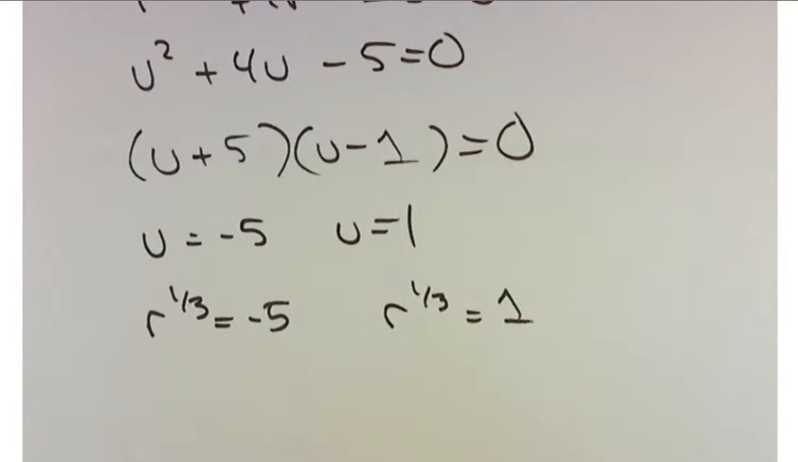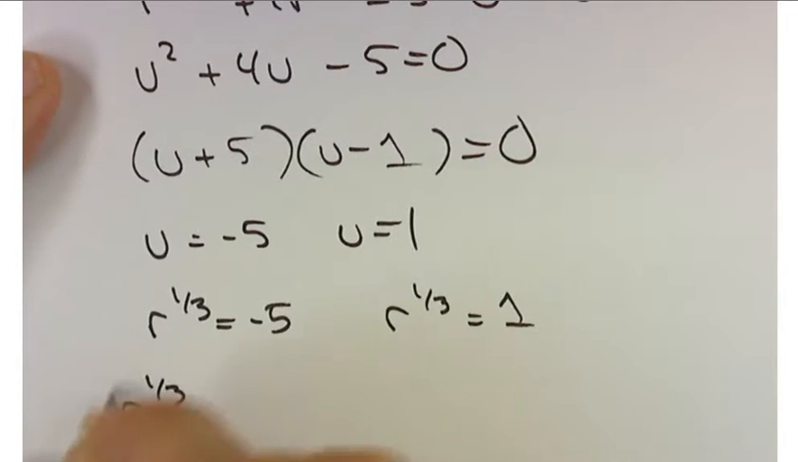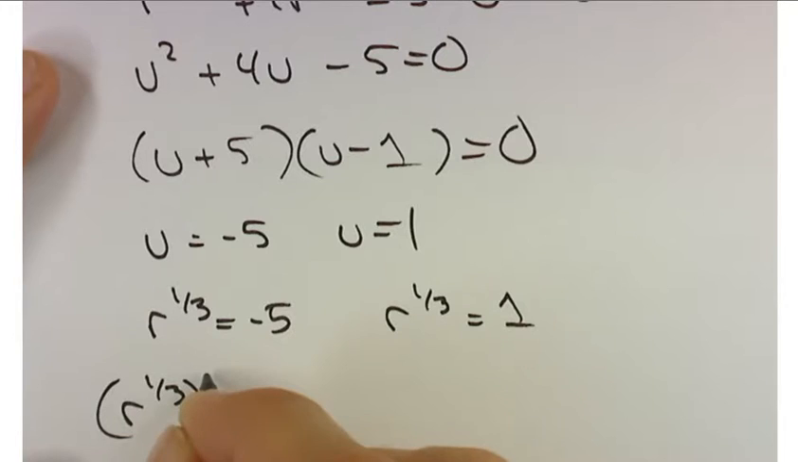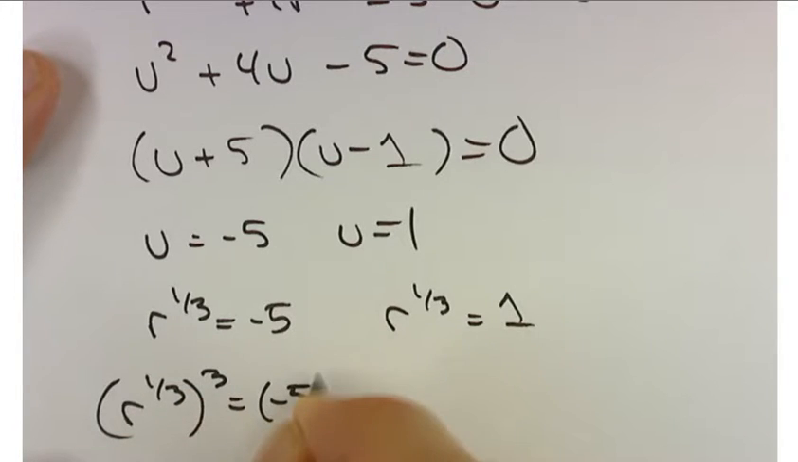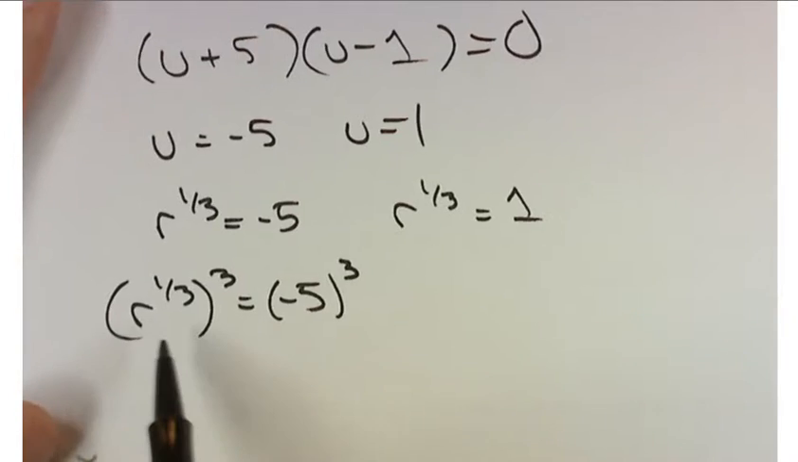Now, to finish solving here, let's use the trick that I outlined just a minute ago. I want to raise both sides to the reciprocal power. What's the reciprocal of 1/3? 3. So basically it says cube both sides. Now if I cube both sides here, well, I get R.